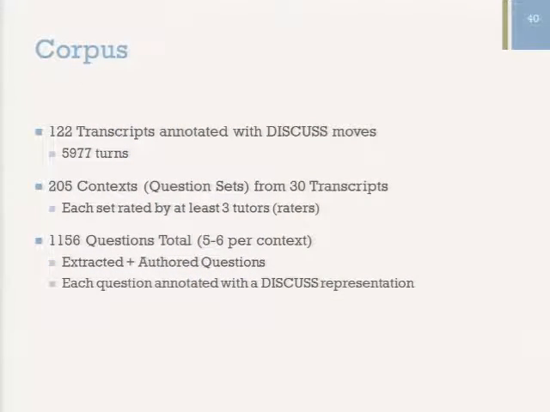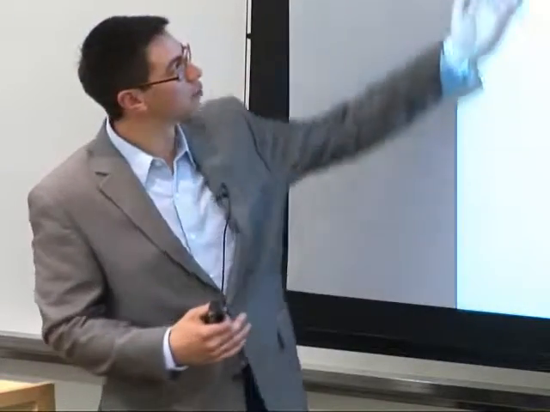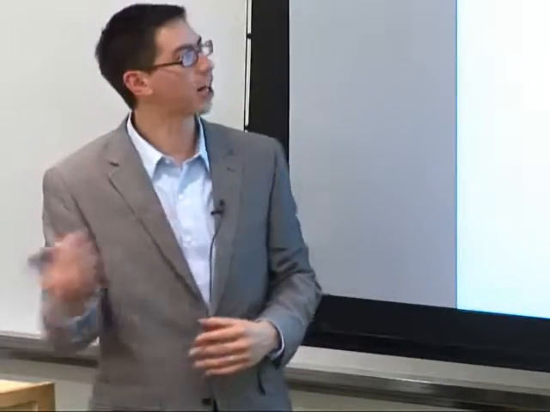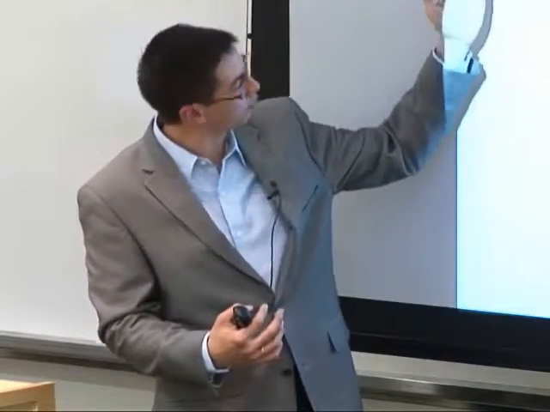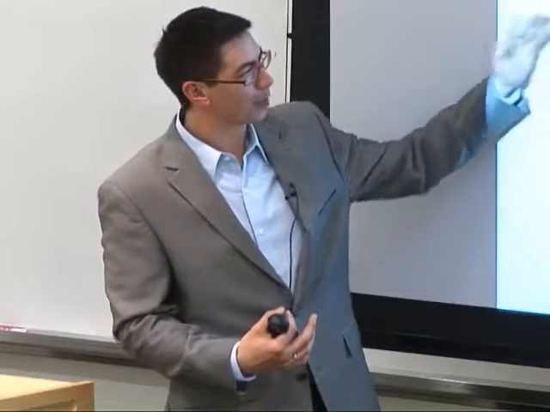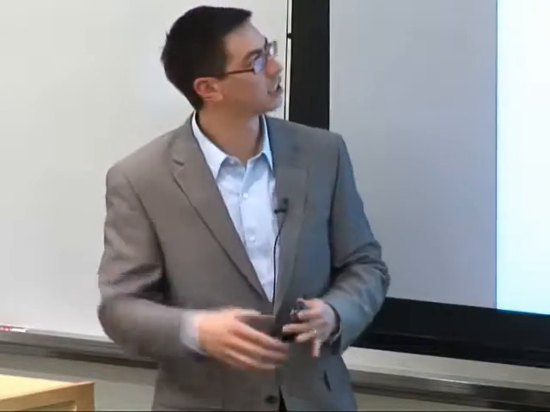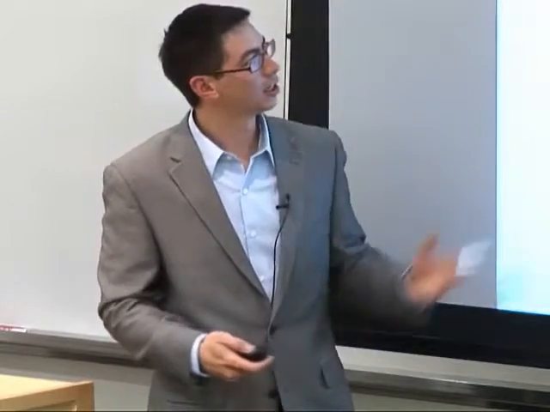And so for the data, we have the 122 transcripts that we use as a corpus for building dialogue models. But specifically, we look at 205 contexts extracted from a set of 30 transcripts in particular. What we did was have manually authored questions for these contexts, as well as, when appropriate, a question extracted from the transcript if it wasn't some meta statement and seemed like a follow-up question. Then we annotated these questions with the DISCUSS representation. And then we put these questions and the full dialogue history, which I'll show, in front of raters. These raters are trained expert tutors that had previously worked on our project.